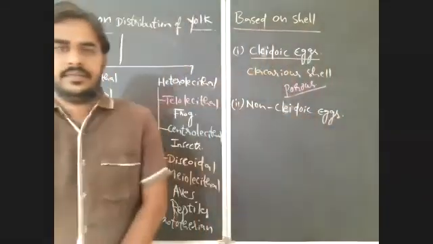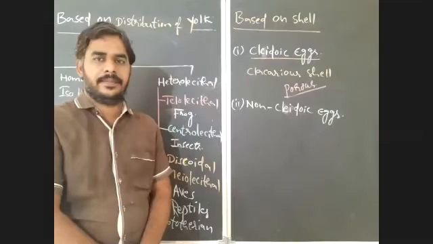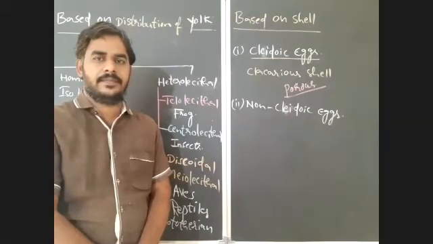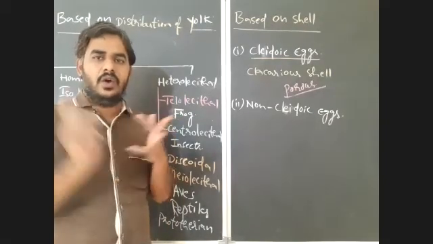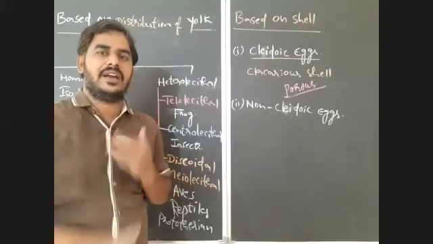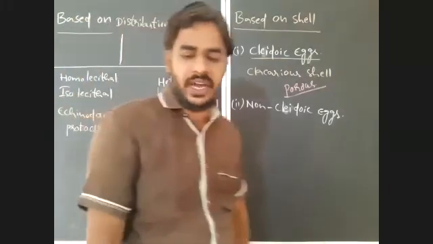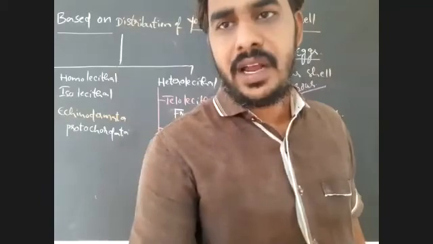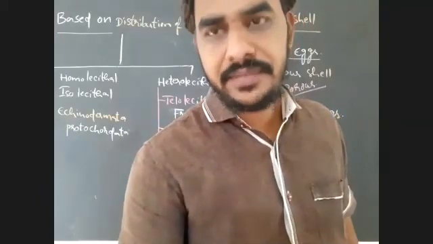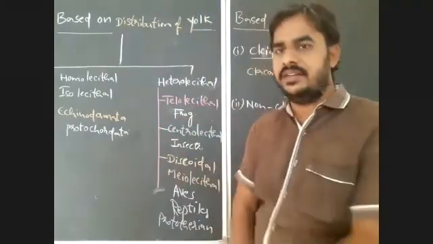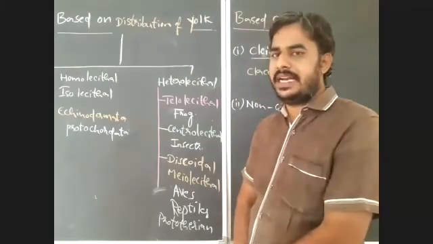Is it clear? The egg of human is alecital, homolecital or isolecital, non-cleidoic in nature. So that you have to remember here. Maybe you all know which is the largest cell in human body. That is egg, 0.1 millimeter in diameter.